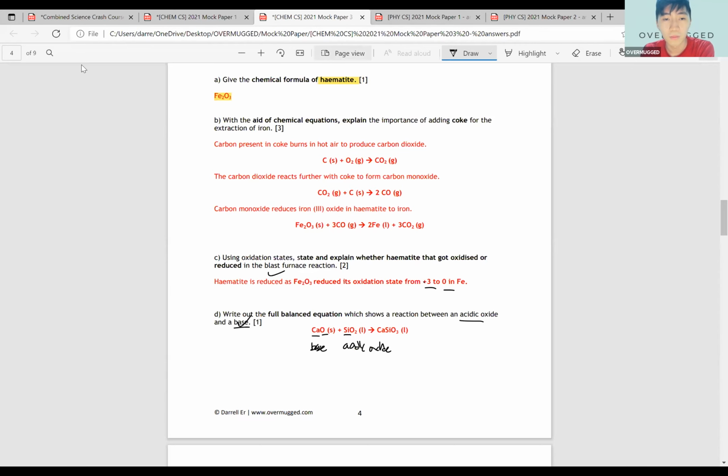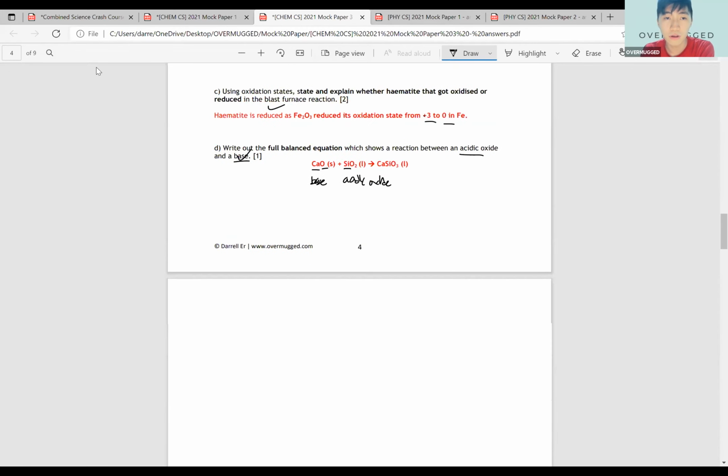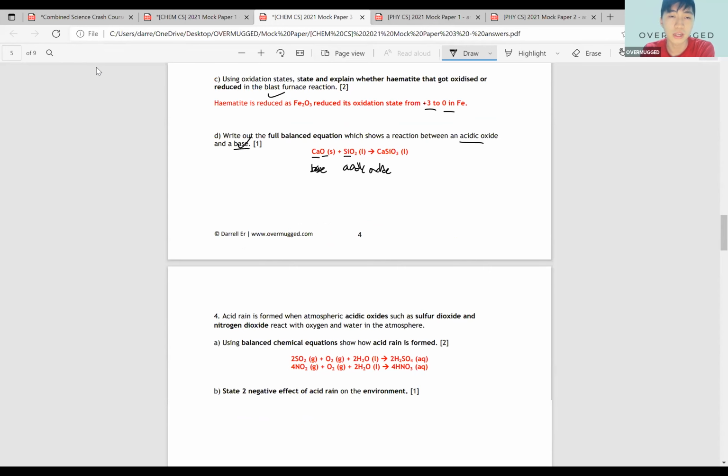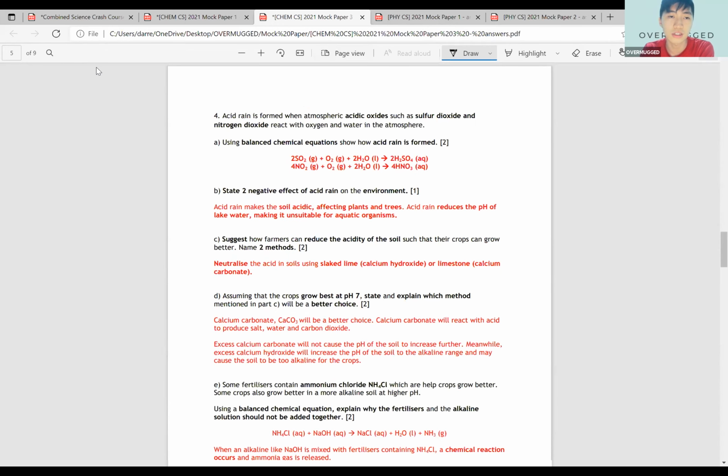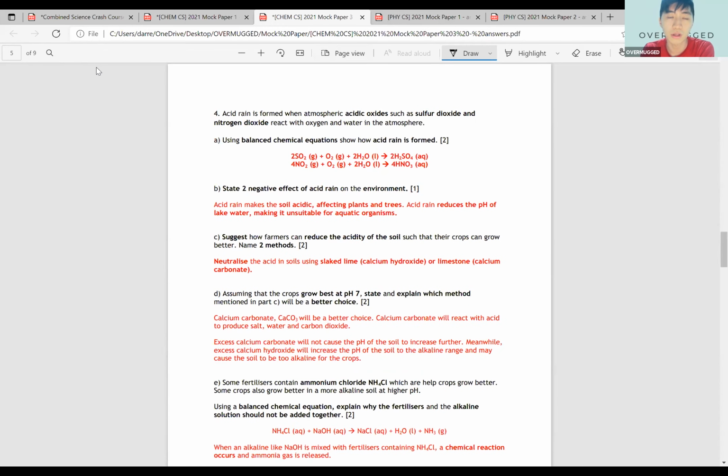Okay, moving on. Question 4. Acid rain formation. Take note, acid rain formation is not just your pollutants dissolving in water. Take note, there's oxygen as well. Okay, so you'll form two of your more familiar acids in the form of sulfuric acid as well as nitric acid. Okay, negative effects of acid rain, just go and study. How to reduce acidity, you can either use slaked lime or limestone.